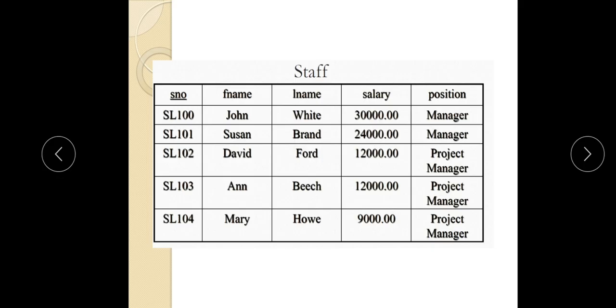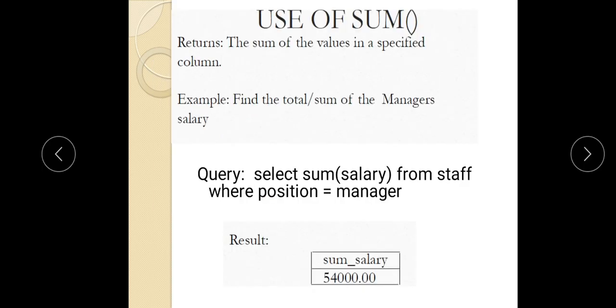Okay, we just want to compute the sum of the manager's salary. So this 30,000 and 24,000 we have to compute. So how can we write the query? Select sum of salary. We want the sum of the salary from which table? From the table named staff.